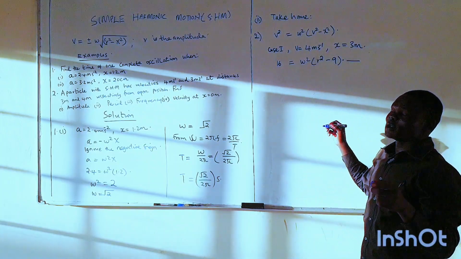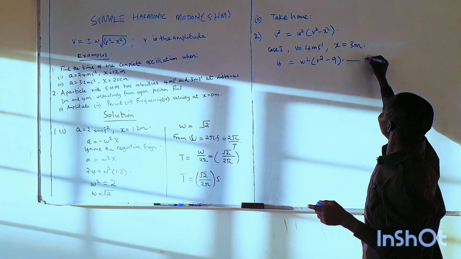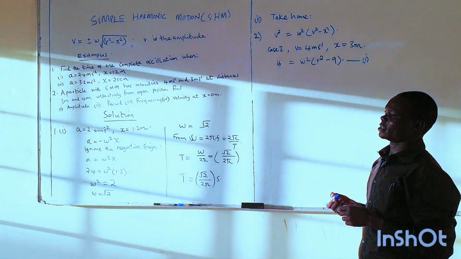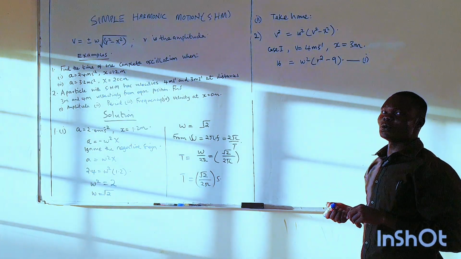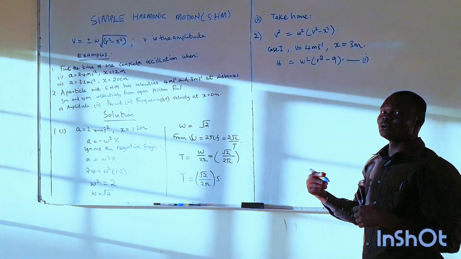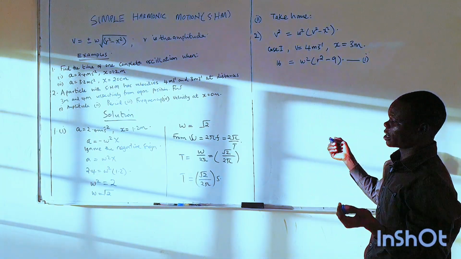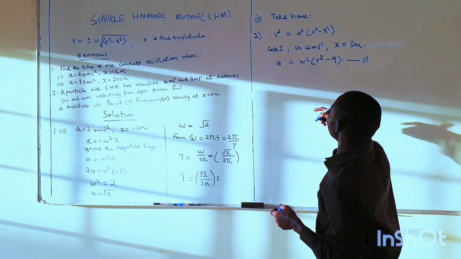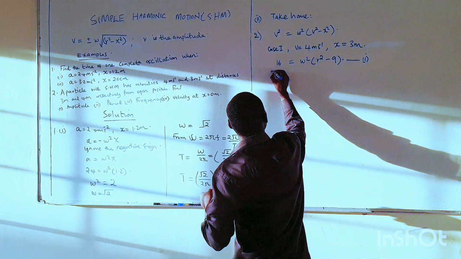There is no way we shall continue without putting this one to be our equation 1. Later on, we also put equation 2, and from there we can do division. It is now 2 equations, simultaneous equations. Now this is the case 1. We go and consider case 2.